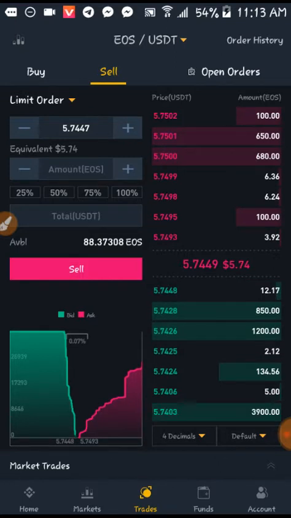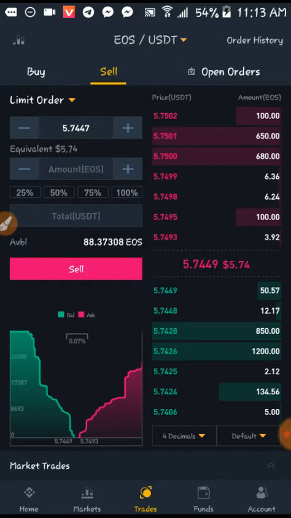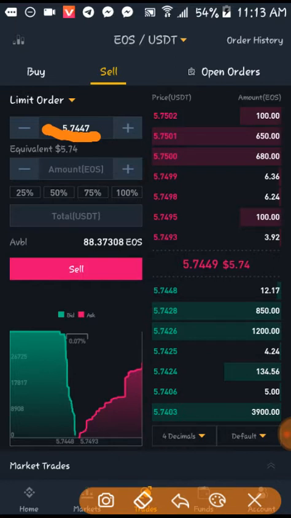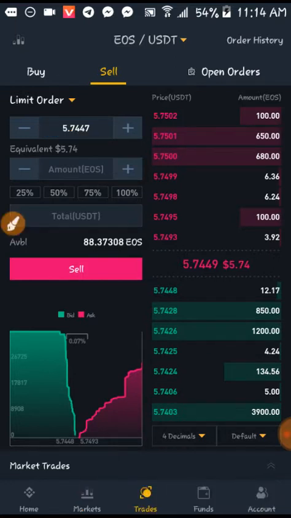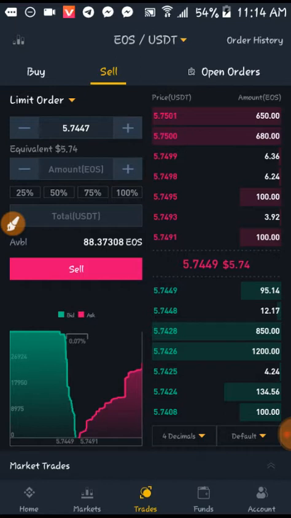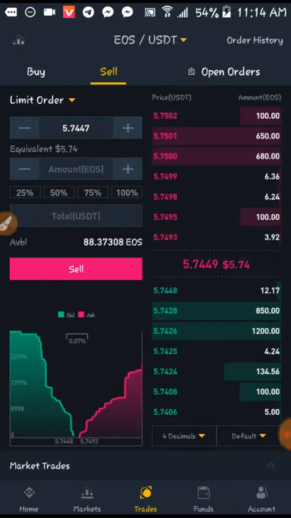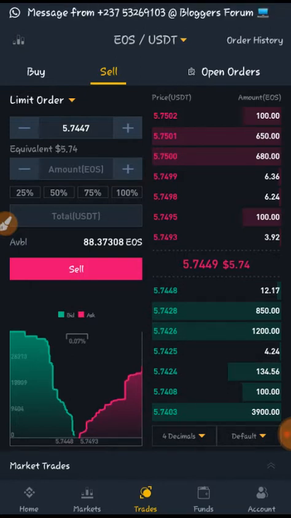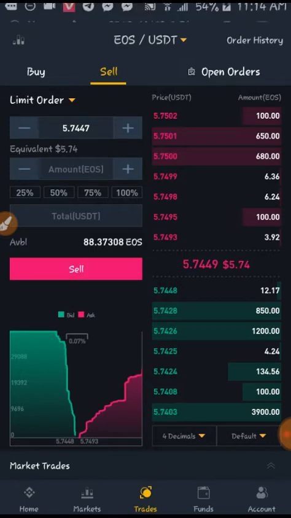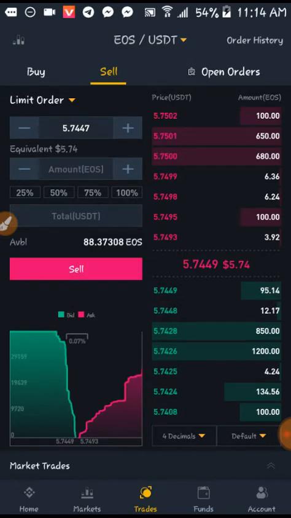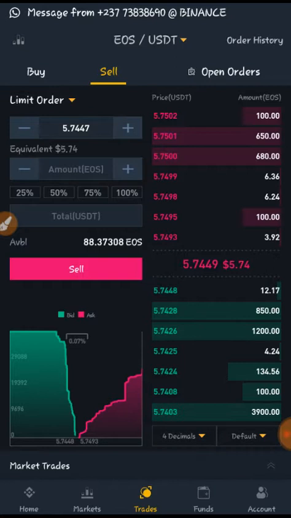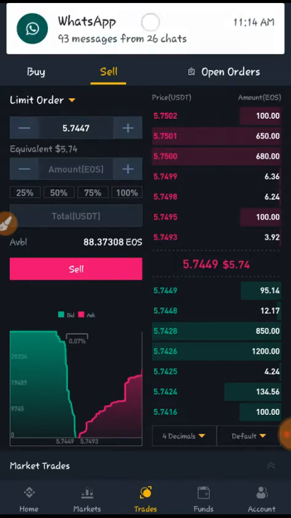How much am I going to gain? How can I regulate my gains? You already know you bought EOS at 7473. If you look here, this is where you place the amount at which you want to sell. For example, I want to set a price here so that once the market hits that price, it will sell my EOS, and I will gain at least $4. So let's regulate it and see.